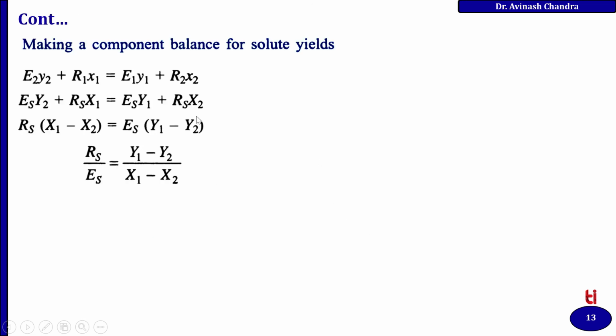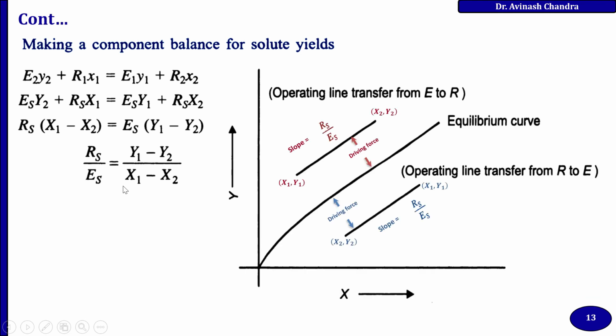So making a component balance, E2 Y2 plus R1 X1 equal to E1 Y1 plus R2 X2. Similarly, in terms of mole ratio, ES Y2 plus RS X1 equal to ES Y1 plus RS X2. Rearranging the system, RS (X1 minus X2) equal to ES (Y1 minus Y2). So RS upon ES can be rewritten as (Y1 minus Y2) upon (X1 minus X2).